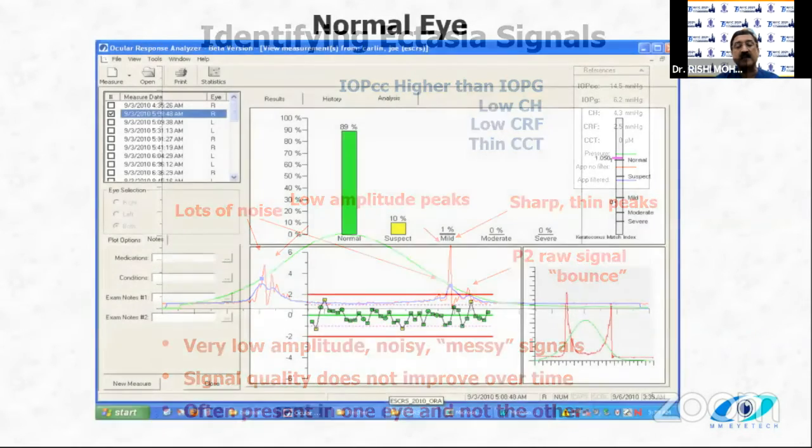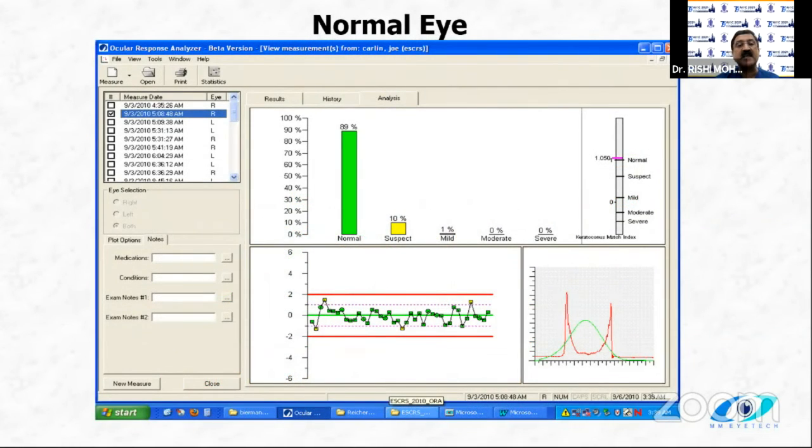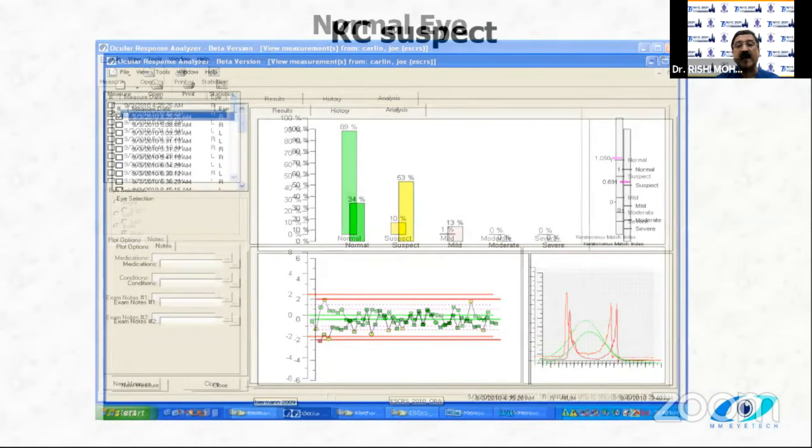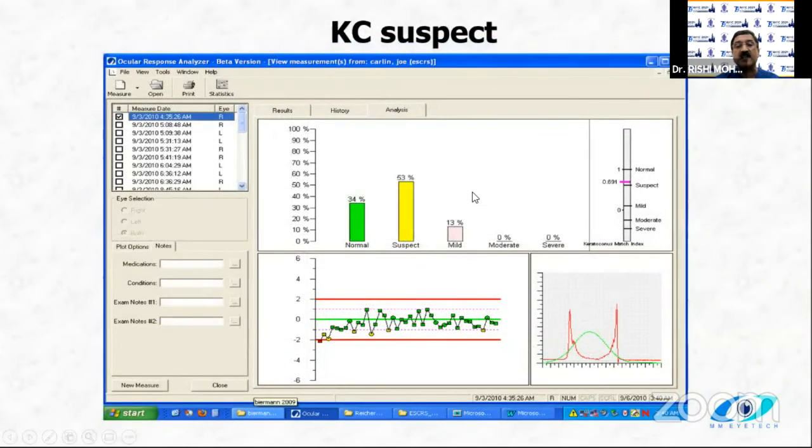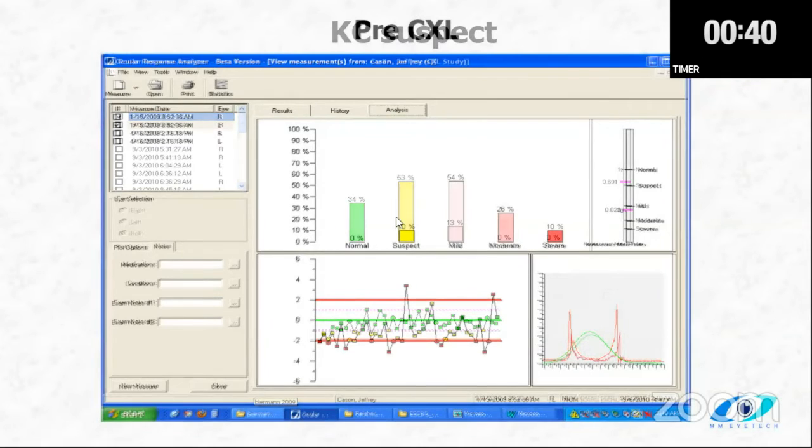So these ectasia signals, again, are very specific to the biomechanical machine. And one can see the keratoconus match index here, where the KMI is at 1.05. And this patient has an 89% chance that this is a normal cornea with only a 10% chance that there's a suspicion of keratoconus. Whereas as this KMI level starts to come down, the suspicious index seems to go up, and the normal chances go down.